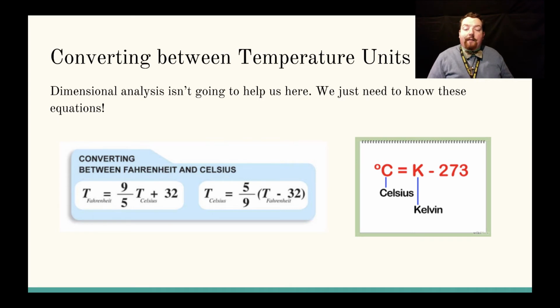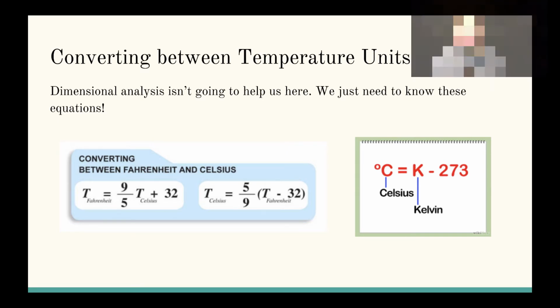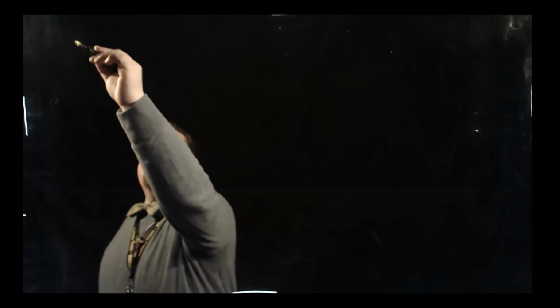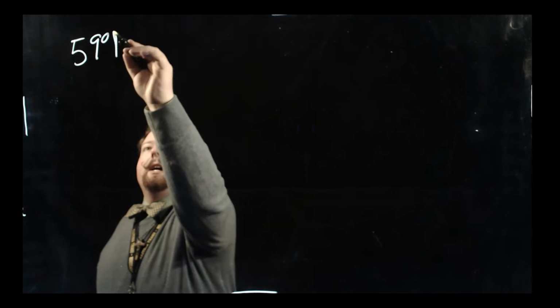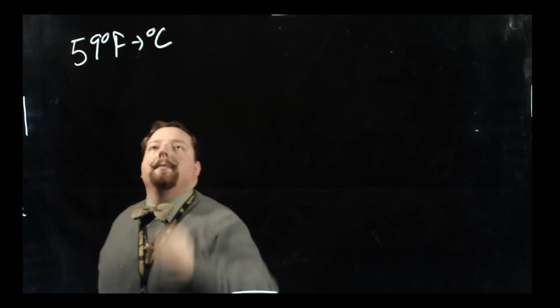To get from Kelvin to Celsius, you just take away 273 from your Kelvin temperature. Or if you want to go from Celsius to Kelvin, you add 273. Okay, so let's try some example problems. The first one we're going to do is convert 59 degrees Fahrenheit to degrees Celsius.